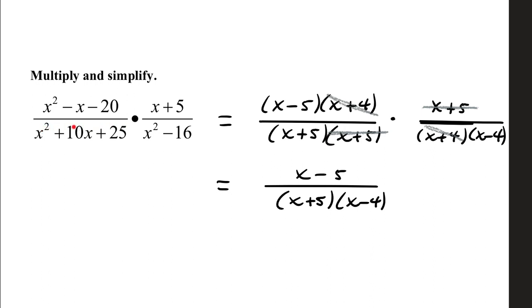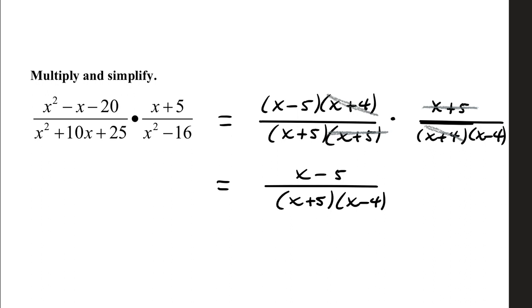In the bottom left, that trinomial, we need factors of 25 that add up to 10. A couple of 5s will do it. 5 plus 5 is 10. 5 times 5 is 25. In the upper right, x plus 5, that doesn't have anything in common. You could factor out a 1, but it doesn't lead anywhere. Bottom right is a difference of two squares, so you take the square root of each term, that's x and 4, put in a plus minus sign, and you've completed that.